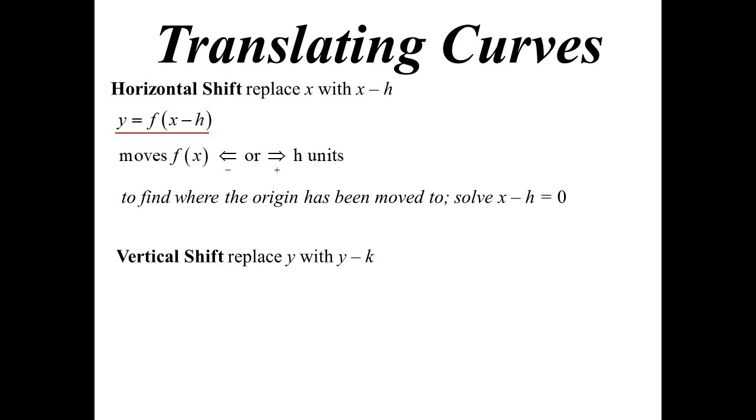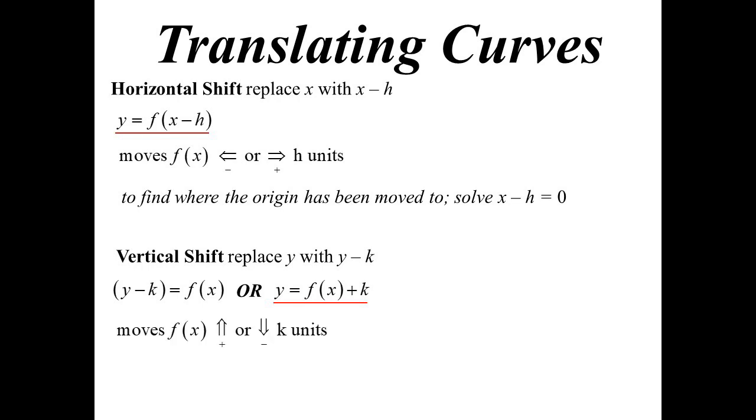Vertical is very much the same, except it's grouped with the y rather than with the x. So you'd see something like this. Well, in reality, you probably don't see something like this. You more often see it like that, where that k is moved to the right-hand side. But in reality, it's a grouping with the y, just like the other one was a grouping with the x. But that'll tell you how much it's shifted up or down. And if you're unsure, again, you could solve y minus k in this case is equal to 0.